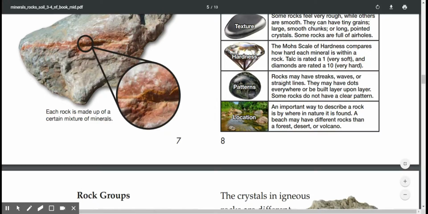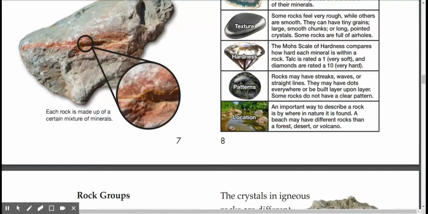Hardness. The Mohs hardness scale compares how hard each mineral is within a rock. So talc is 1, very soft. You can cut it with your fingernail. You can draw all over it with your fingernail. Diamonds are rated a 10, very hard, and they're actually one of the hardest substances on the planet Earth. In fact, one of the few things that can cut diamonds are other diamonds. That's why they even make synthetic or fake diamonds, because they're so hard that they're used in industrial machines. They're used for the big, big machines used to cut other stuff.